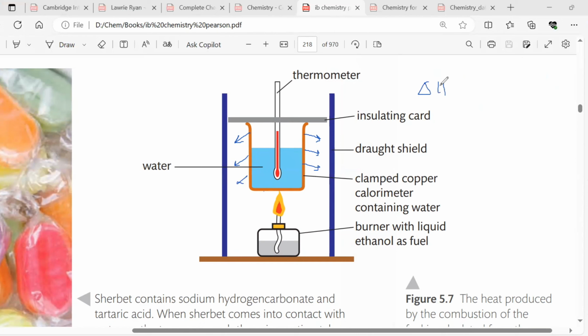Finally, delta HC is measured under standard conditions, right? 100 kilopascal and 298 Kelvin. Our school labs are not pressurized labs where 100 kilopascal can be maintained, and 298 Kelvin can be maintained. So we cannot maintain standard conditions here, right? Isn't it? So that's the reason we are getting a less exothermic reaction, right?